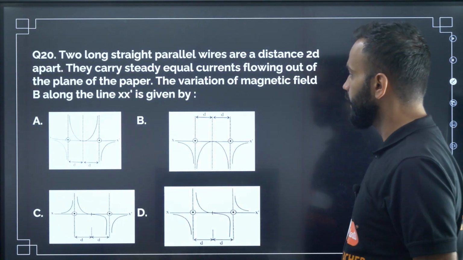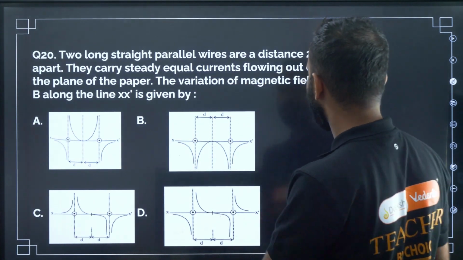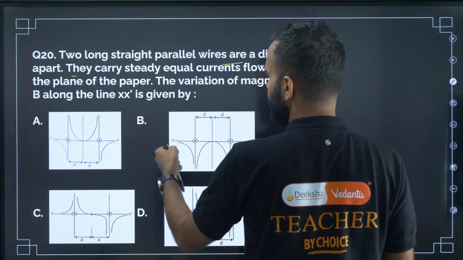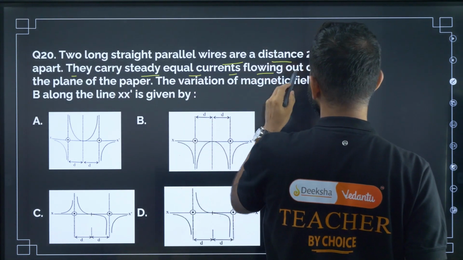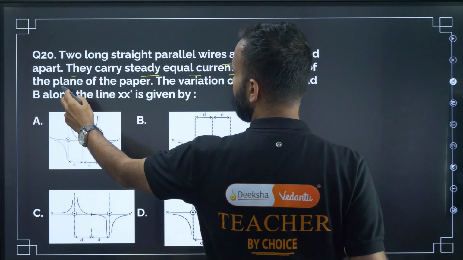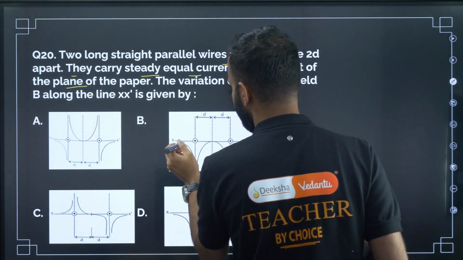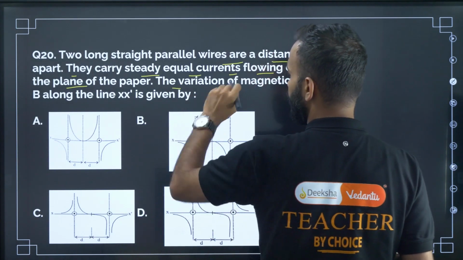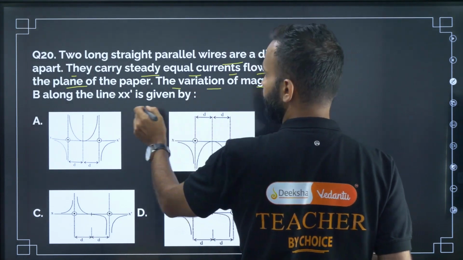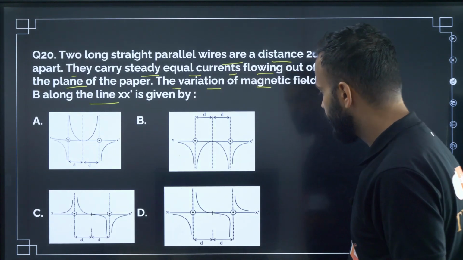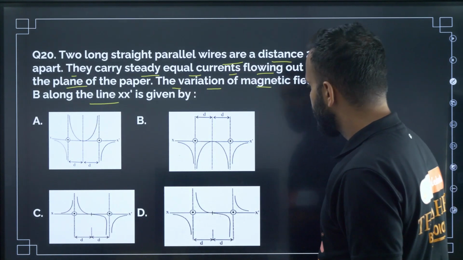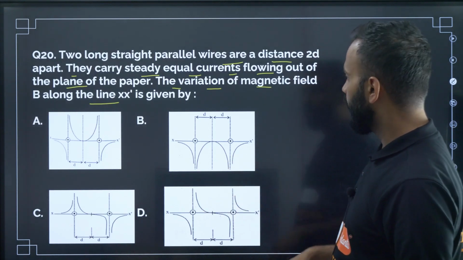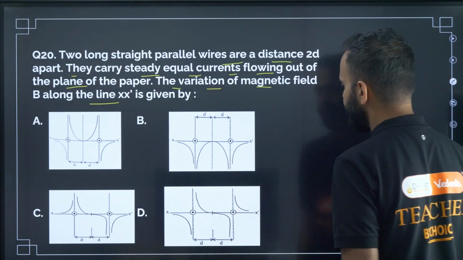Next question, question number 20. Two long straight parallel wires are distanced 2d apart. They carry equal steady currents flowing out of the plane of the paper. The variation of magnetic field B along the line xx dash is given by. So here we need to find the variation of the magnetic field along the line xx dash, right?